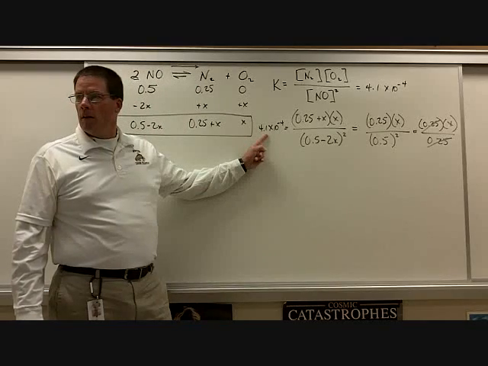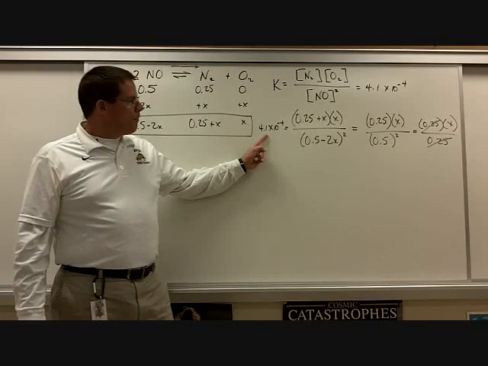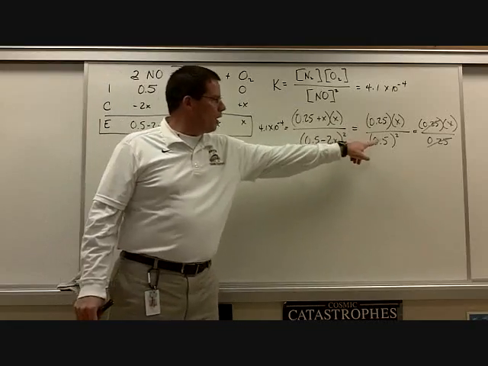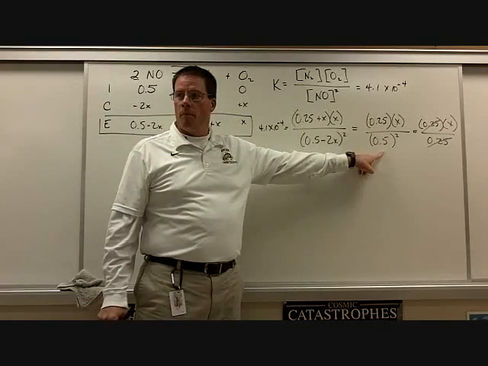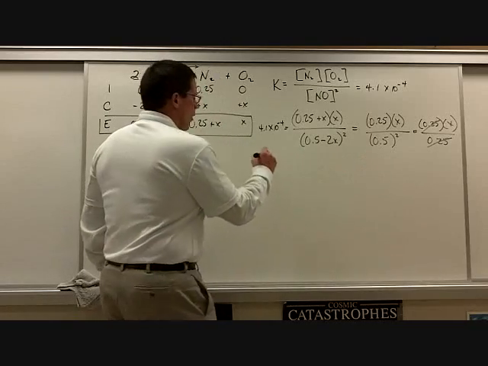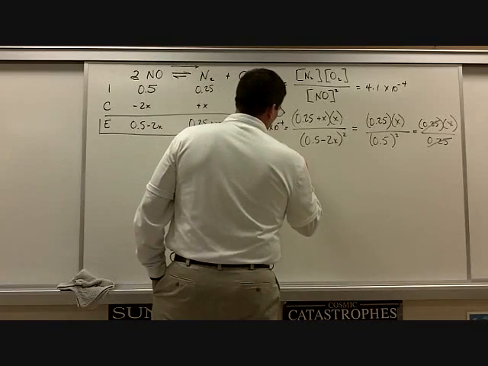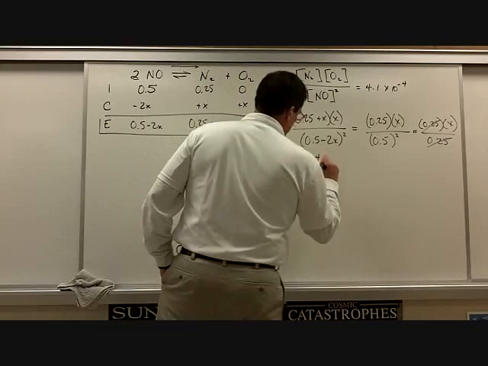Wait, what step did you say you're going to drop the x's? From here to here. This is what it actually is, and this is what the 5% rule does. So x in this case is 4.1 times 10 to the negative 4.